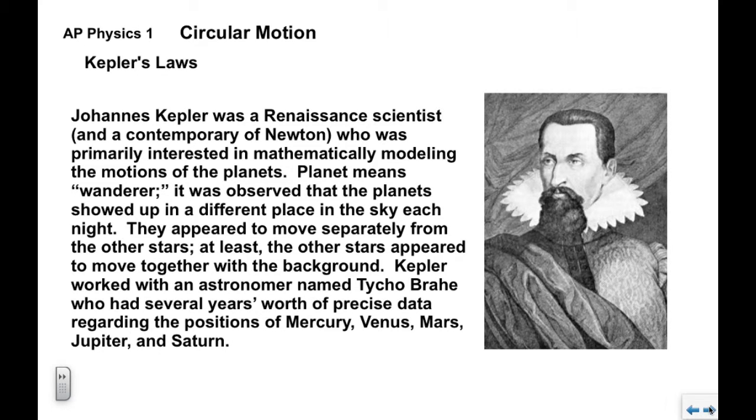Kepler was an apprentice to a guy named Tycho Brahe. Tycho was an observational astronomer who had years worth of very precise data regarding the positions of the 5 planets that you can see without a telescope: Mercury, Venus, Mars, Jupiter, and Saturn.